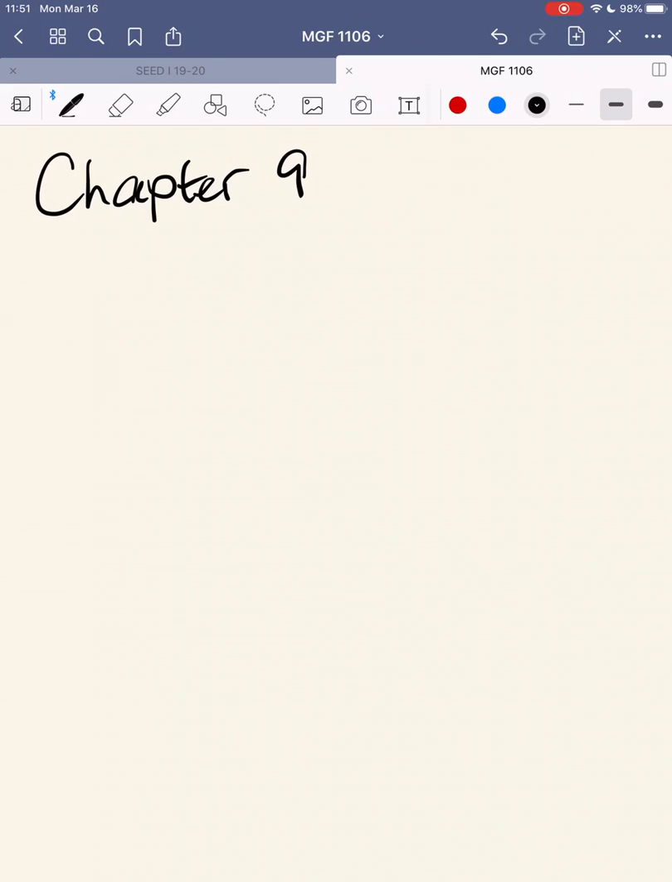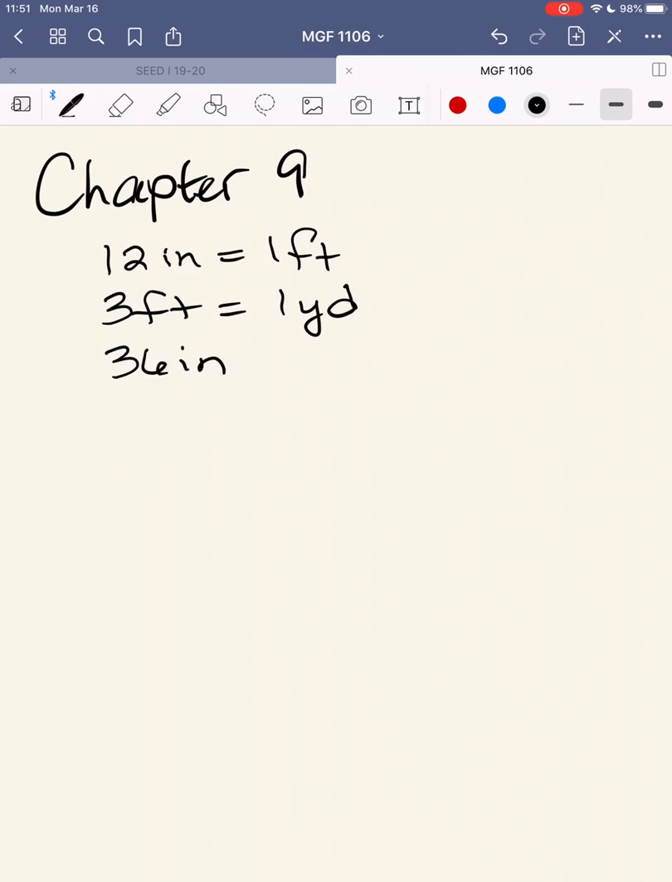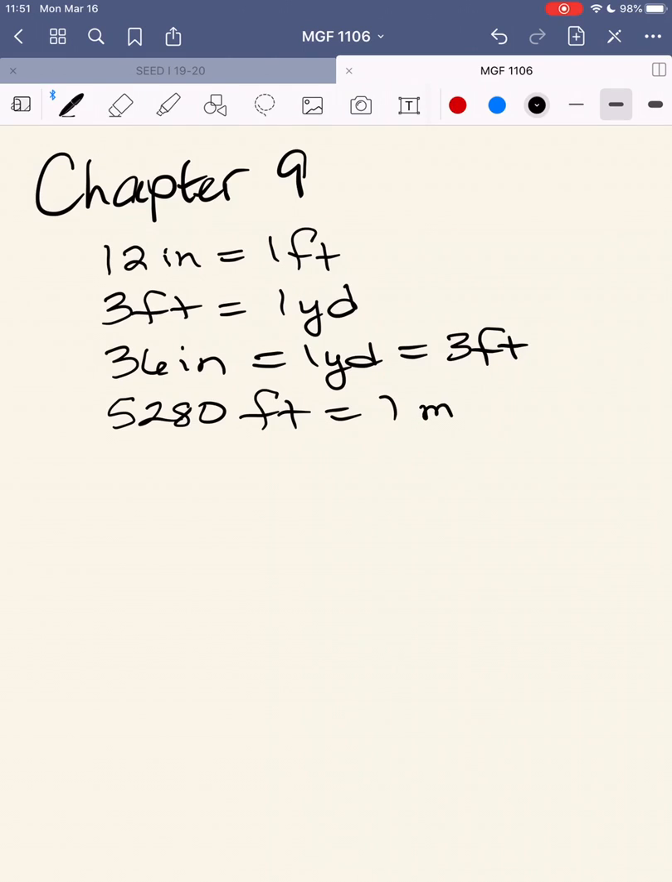All right, so we all know that 12 inches is equal to 1 foot. 3 feet is 1 yard. Also 36 inches is equal to 1 yard, which is equivalent to 3 feet. So we could just put them all together. And 5,280 feet is equal to 1 mile, which they abbreviate MI, and that's a 1.